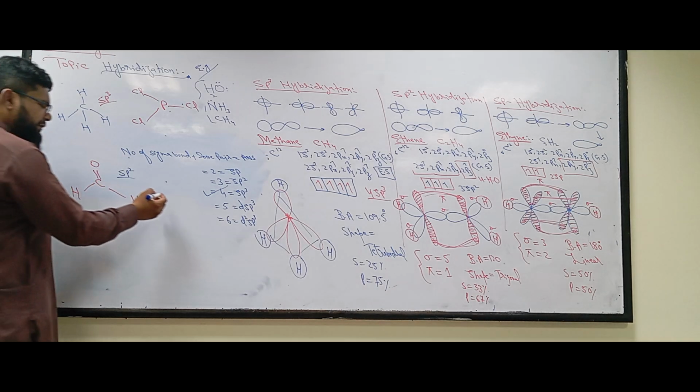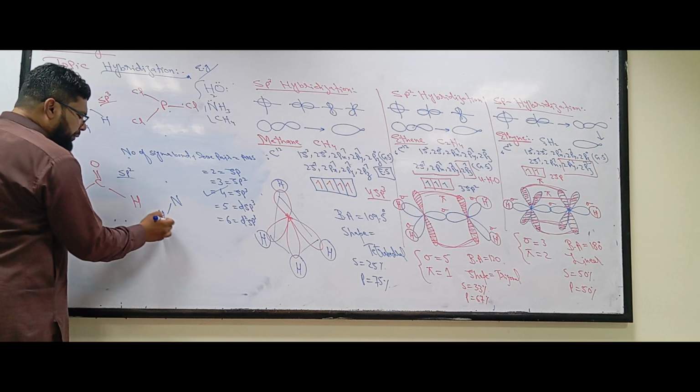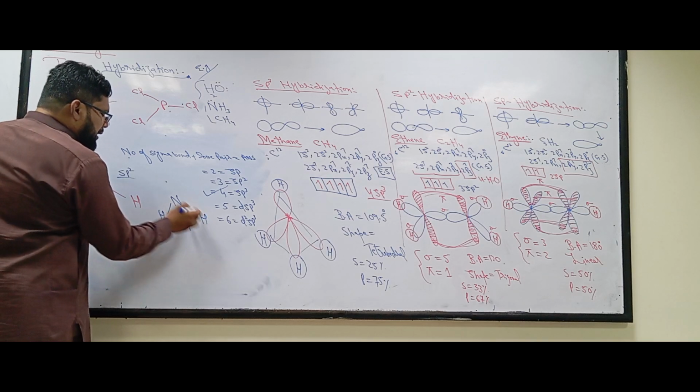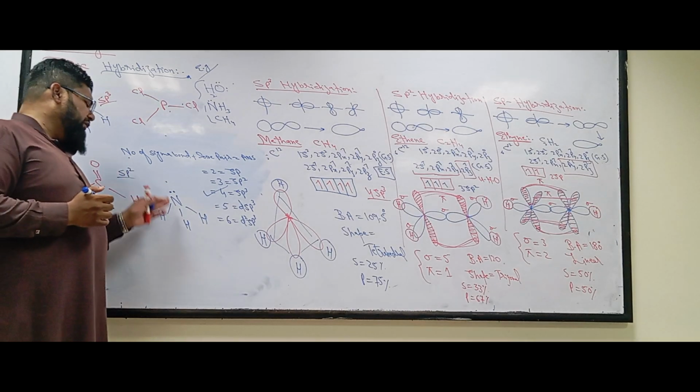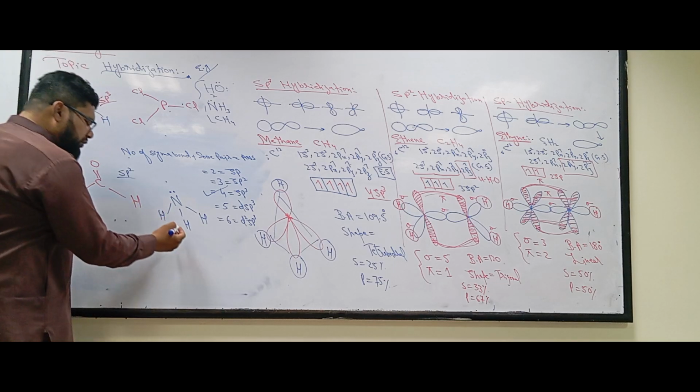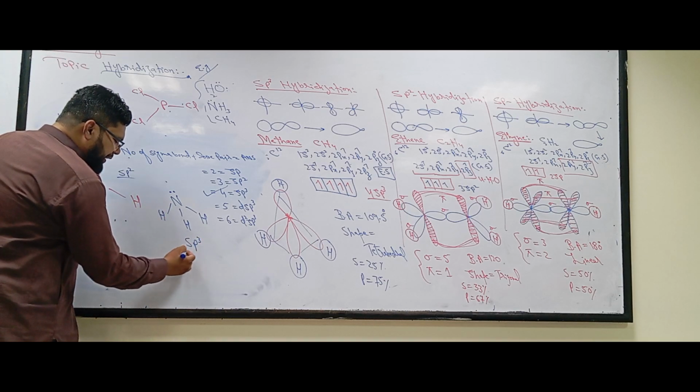Now we will check the structural formula of ammonia. Ammonia has 1 lone pair and 3 bond pairs. 3 plus 1 is 4. So ammonia shows sp3 hybridization.